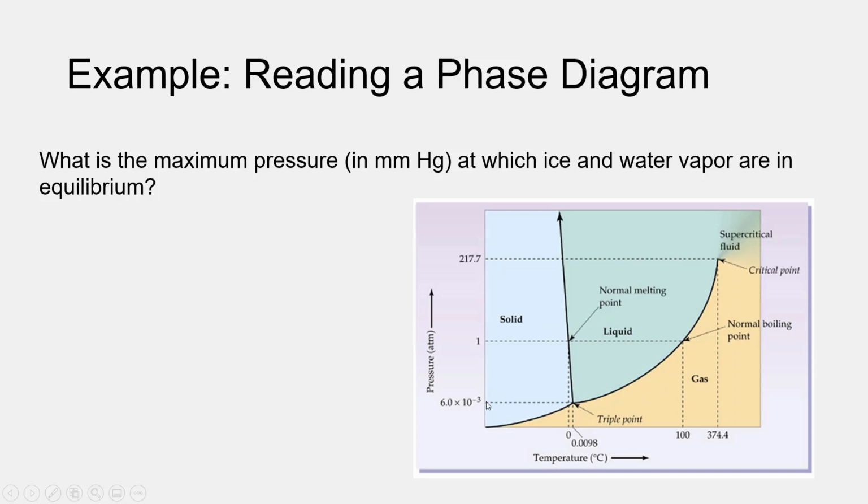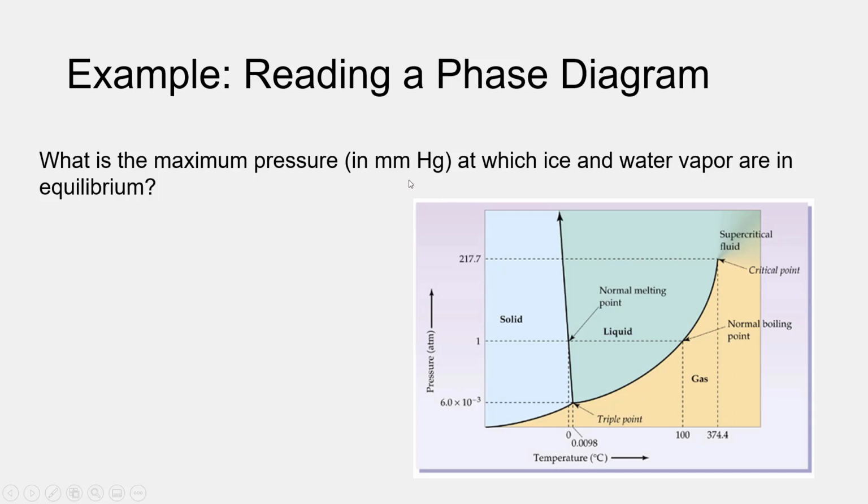So the y coordinate that corresponds to the triple point of water will be the highest pressure under which your solid water ice and your gas phase water vapor can be in equilibrium with each other. And in this case, that's actually marked for us. The triple point of water occurs at a pressure of 6.0 times 10 to the negative third atmospheres. So that's the highest pressure under which solid water ice and gas phase water vapor can be in equilibrium with one another. And so we'd say this is our maximum pressure in atmospheres, 6.0 times 10 to the negative third.